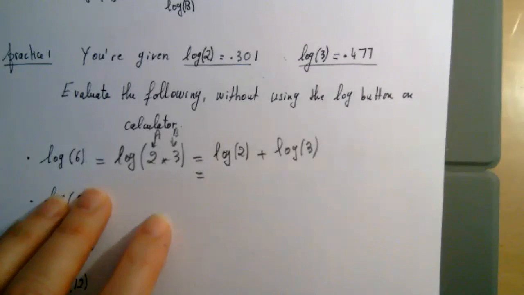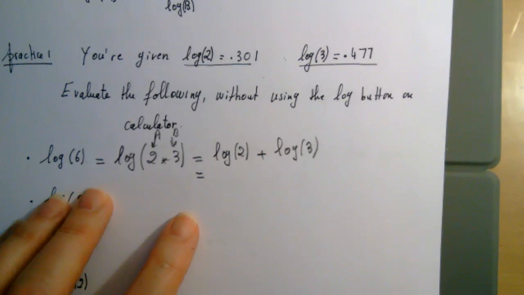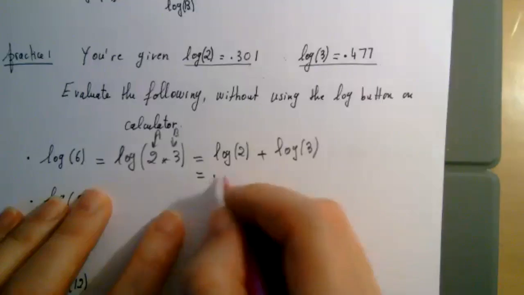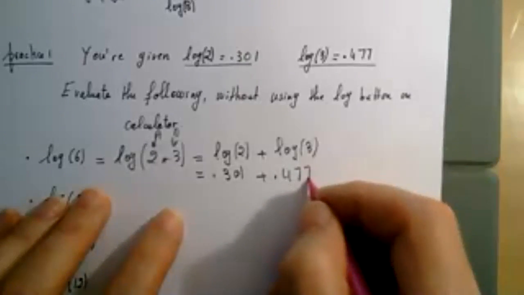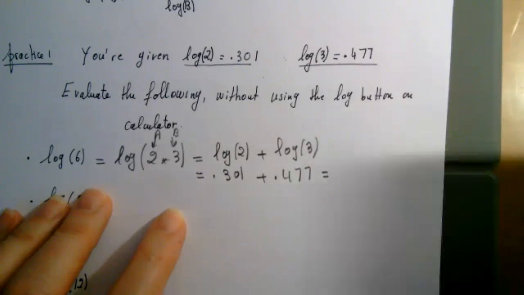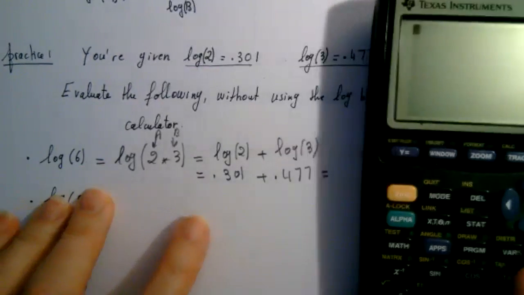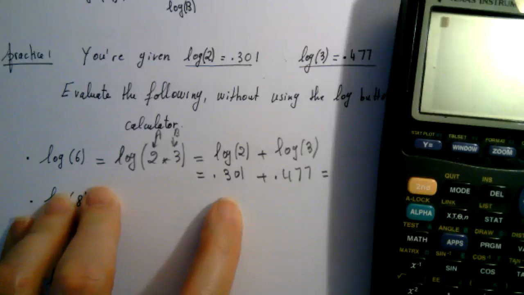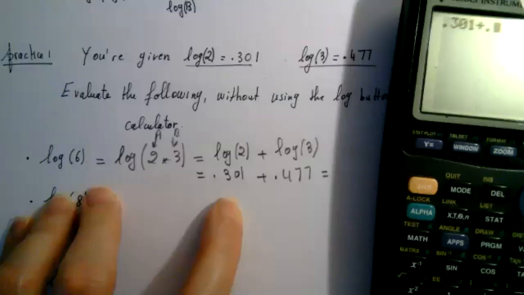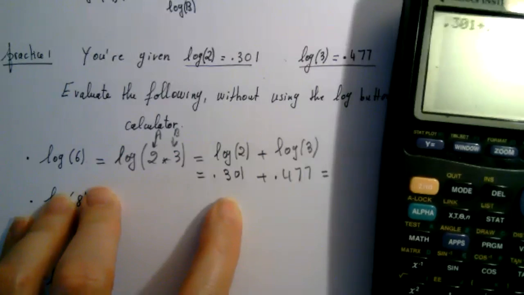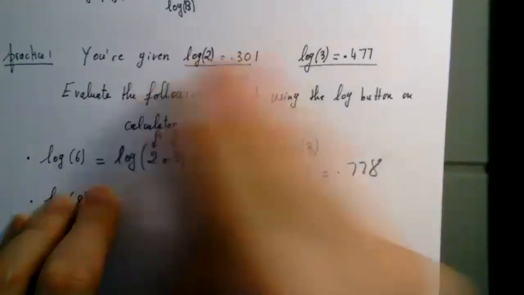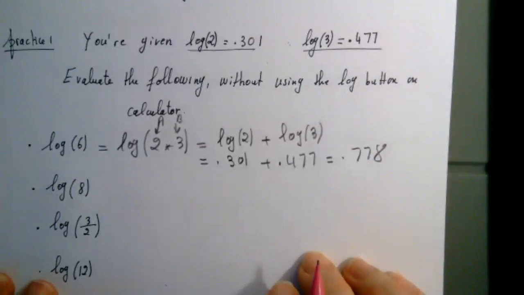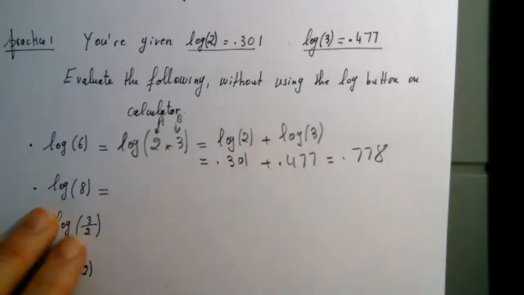And the only reason I'm doing this is so we can practice the properties, not because you're going to do that. So this is going to give me that, and of course I have some rounding. Now, I will not get exactly the log of 6. I will get it rounded a little bit, but that's okay. You have to practice those properties before. So 0.477 and 0.301, and I'm getting 0.778 based on that.